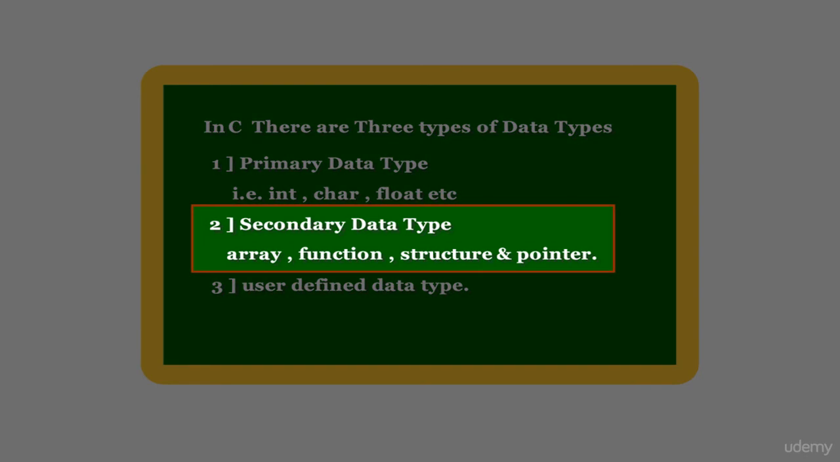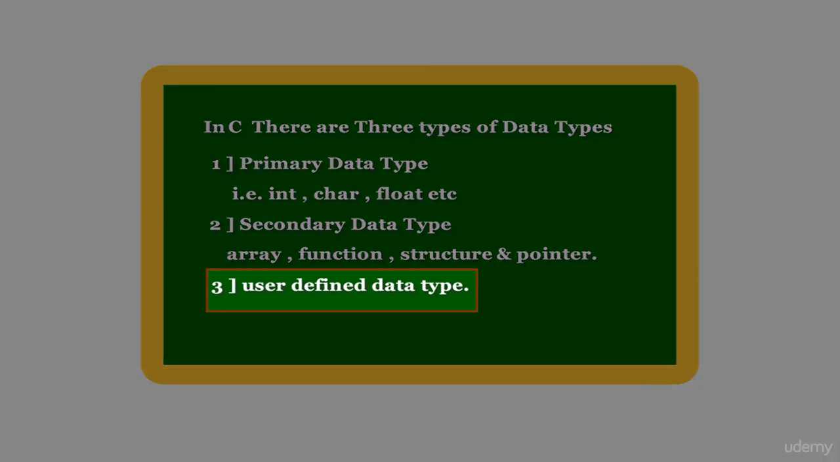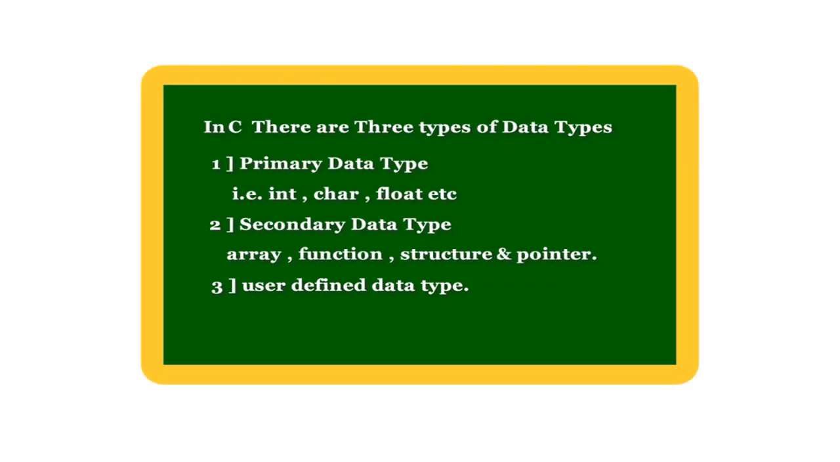In the secondary data type, array, function, structure and pointers are available. We are going to see in our upcoming lessons what arrays, functions, structures and pointers are. And the last category is the user-defined data type. In user-defined data types, we use the typedef keyword, with the help of which we can define our own data type in the C programming language.